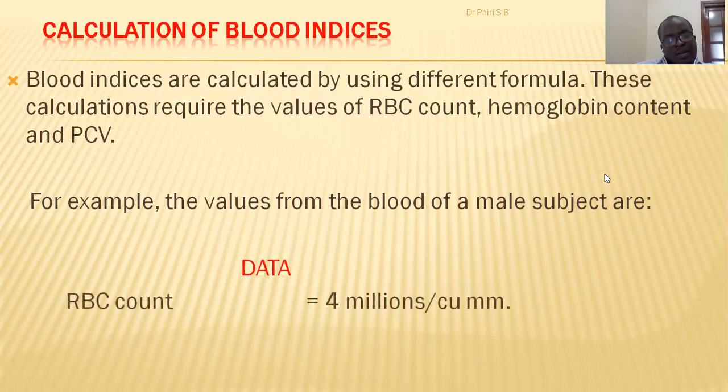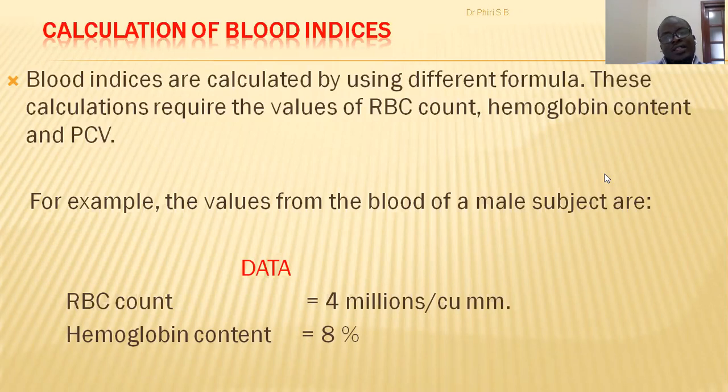This male subject has a red blood cell count of 4 million cells per microliter of blood, or cubic millimeter of blood. Remember, you've done your total blood cell count and then you come up with this figure of 4 million cells per cubic millimeter. Then the hemoglobin content, let's say it's 8%, but remember that hemoglobin content sometimes is given in grams per deciliter. So sometimes it can be given as a percentage or in grams per deciliter. It's basically one and the same thing.